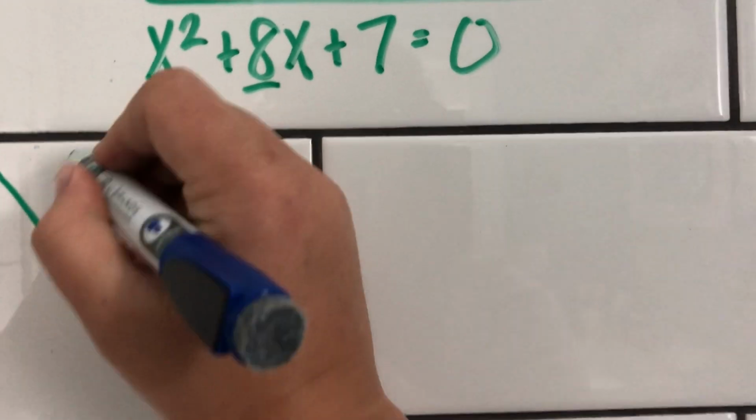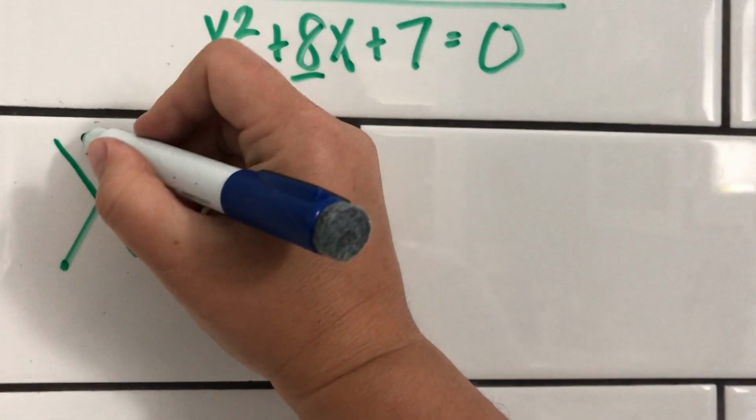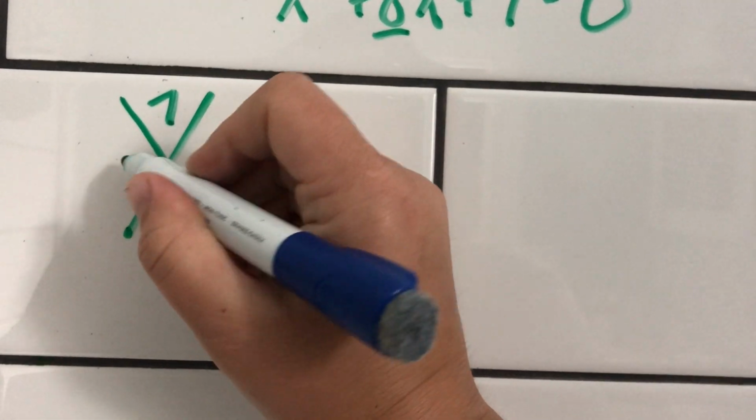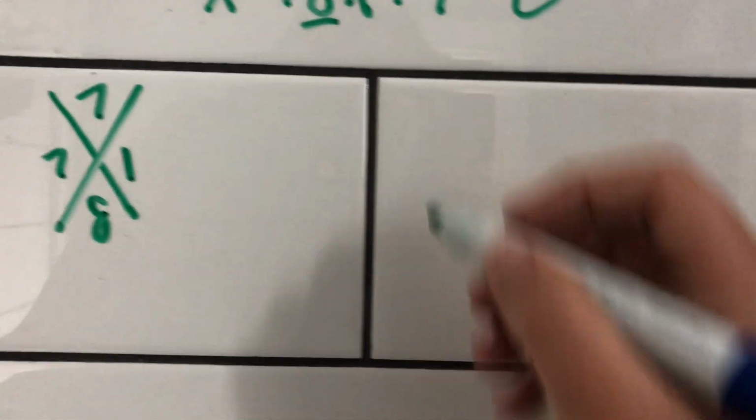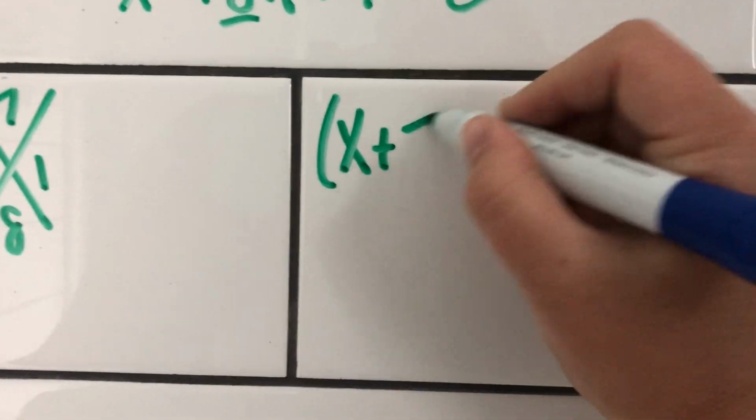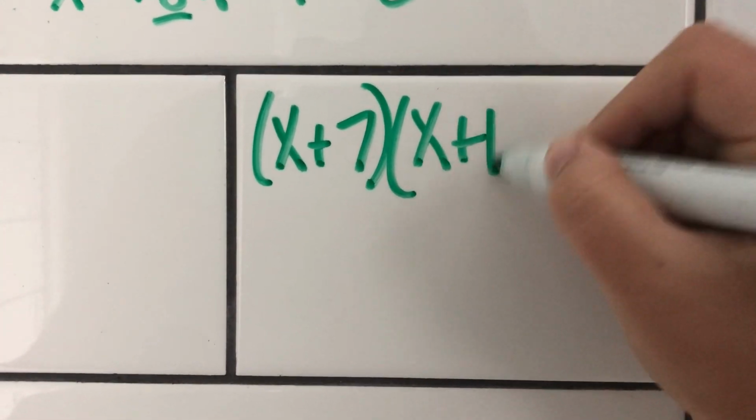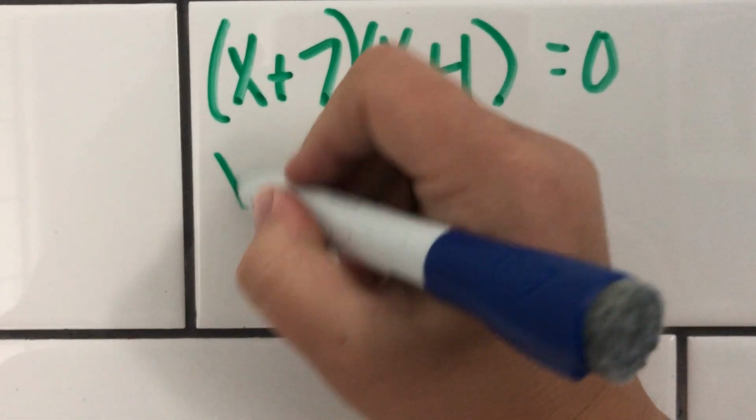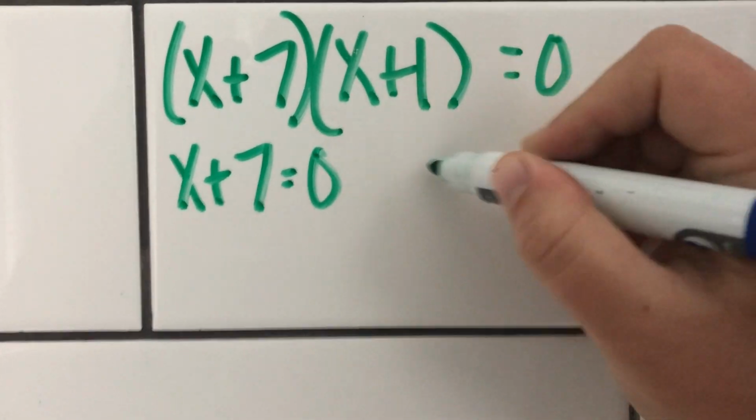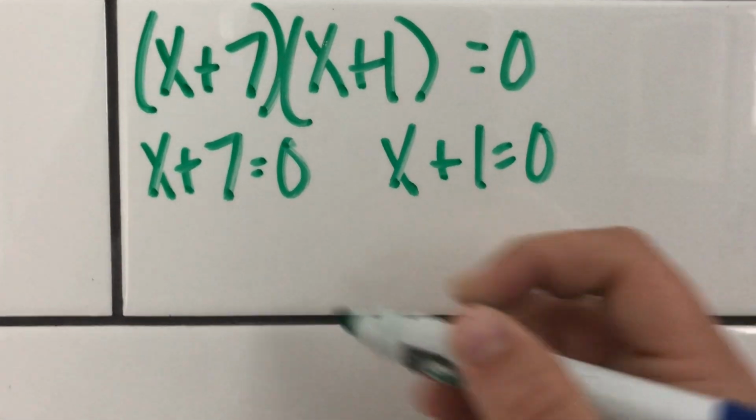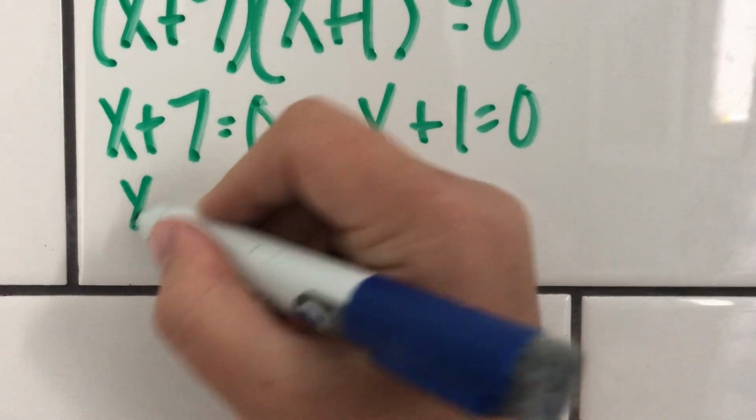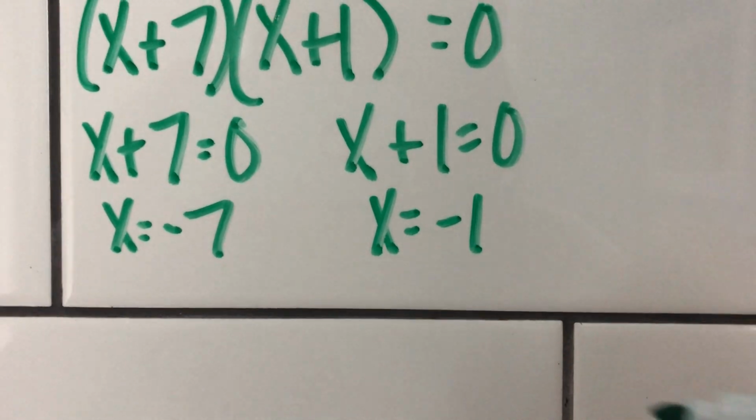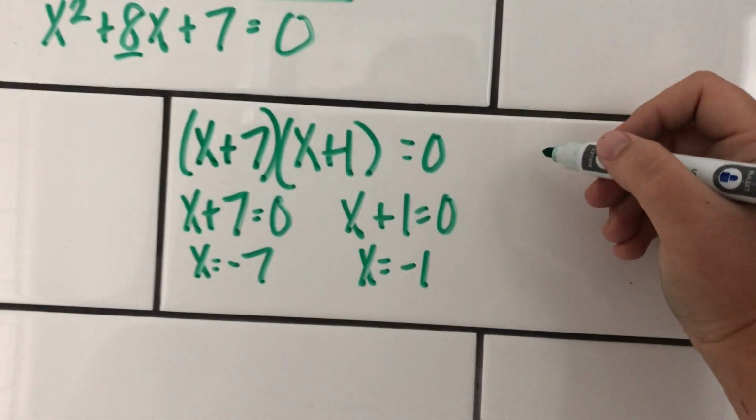A is 1, so I'm going to do my x and put 7 on top and 8 on bottom. And I'm looking for two numbers that multiply to 7 but add to 8. So that would be 7 and 1. I'm going to put those into binomials: x plus 7 times x plus 1 equals 0. And remember that zero product property says I can set them both equal to 0 separately. So when I solve, I subtract 7 to get x equals -7, and I subtract 1 here to get x equals -1. So that gives you the two x values.